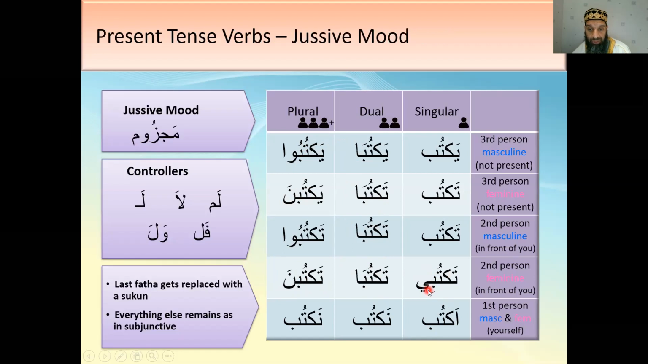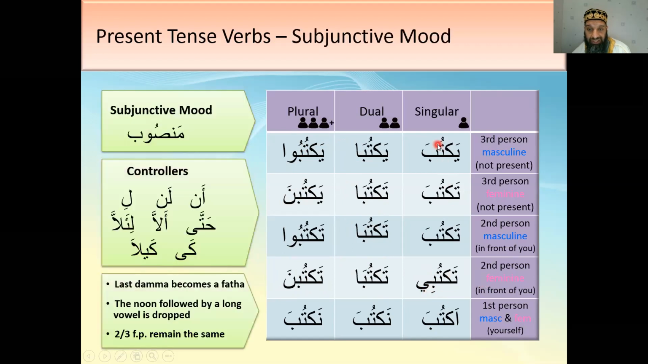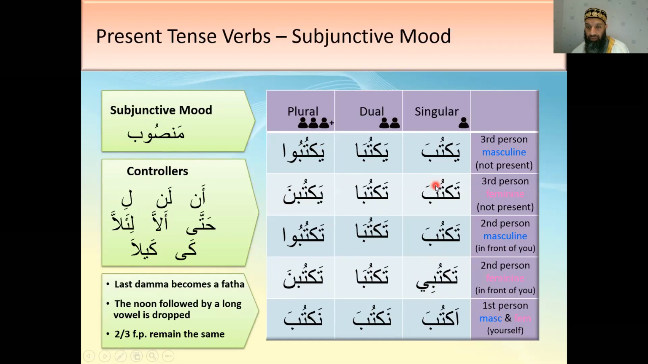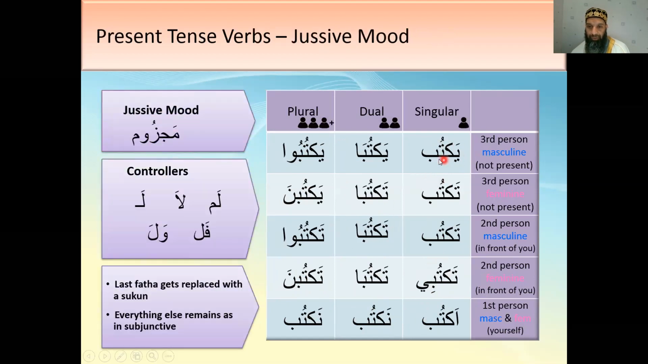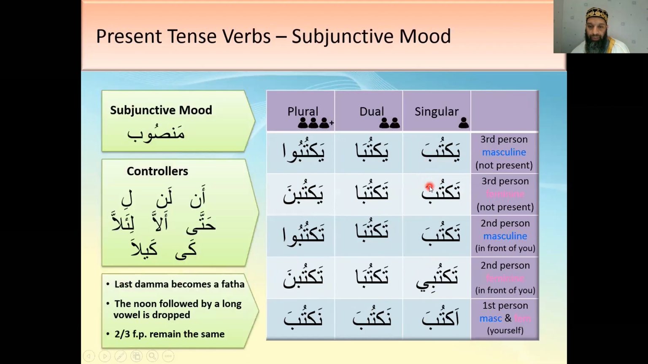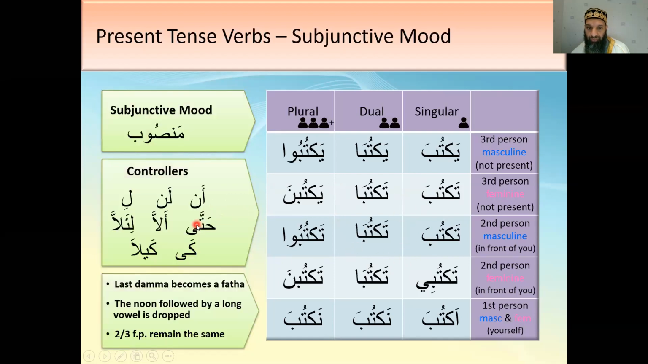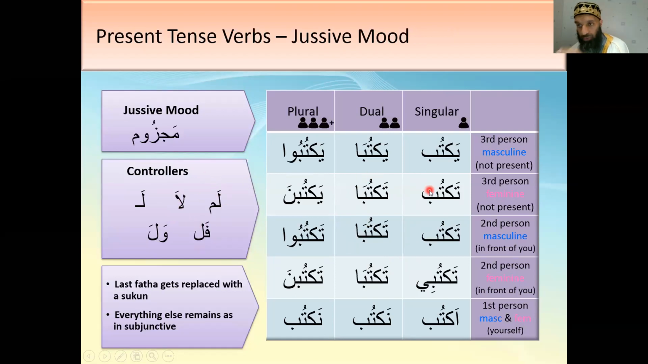This is mansub land. The only difference is the fathas have become jazm. They've jazmified. That's what majzum means. It means jazmified. It's been jazmed. That's the only difference. So it's going to be yaktub, taktub, taktub, because these controllers came in front of it and changed it to this. If these controllers come in front of the marfu word, they will change it to majzum straight away. I'm just showing you that mansub and majzum are very similar.